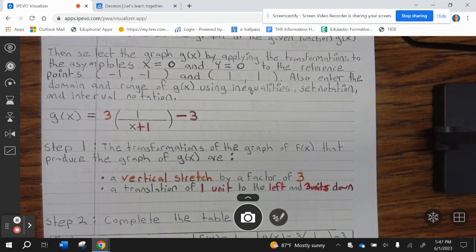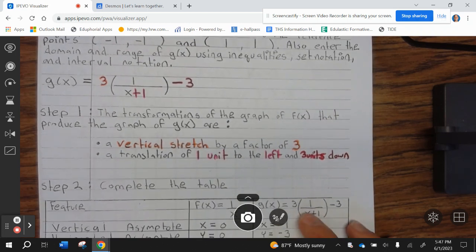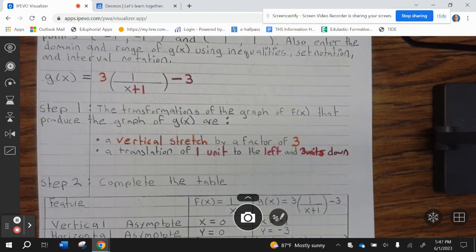Then sketch the graph of g of x by applying the transformations to the asymptotes x equals 0, y equals 0, and to the reference points (-1, -1) and (1, 1). Also enter the domain and range of g of x using inequality, set notation, and interval notations. So g of x equals 3 times (1 divided by x plus 1) minus 3.